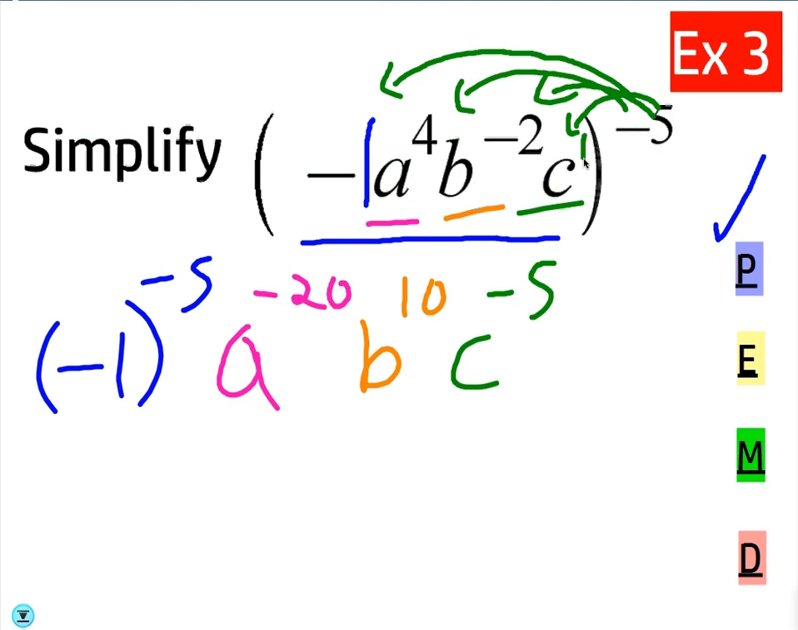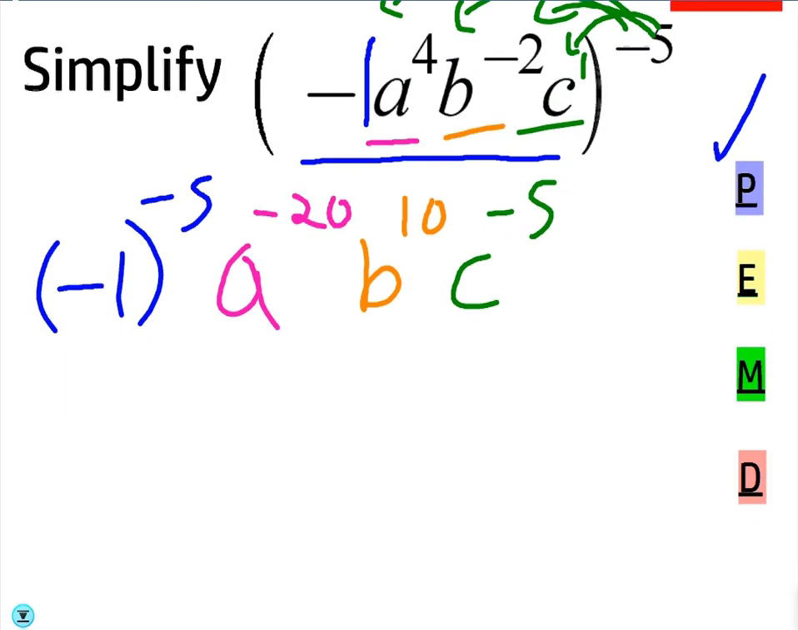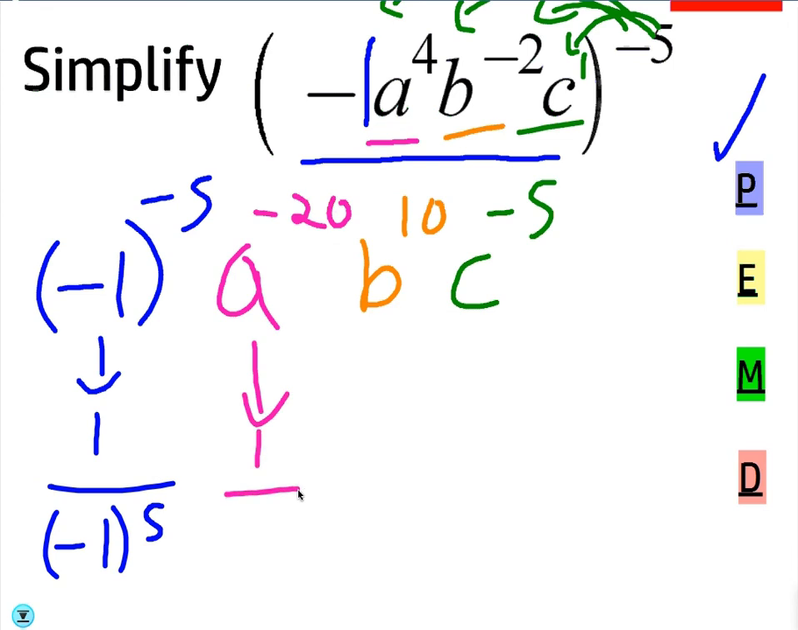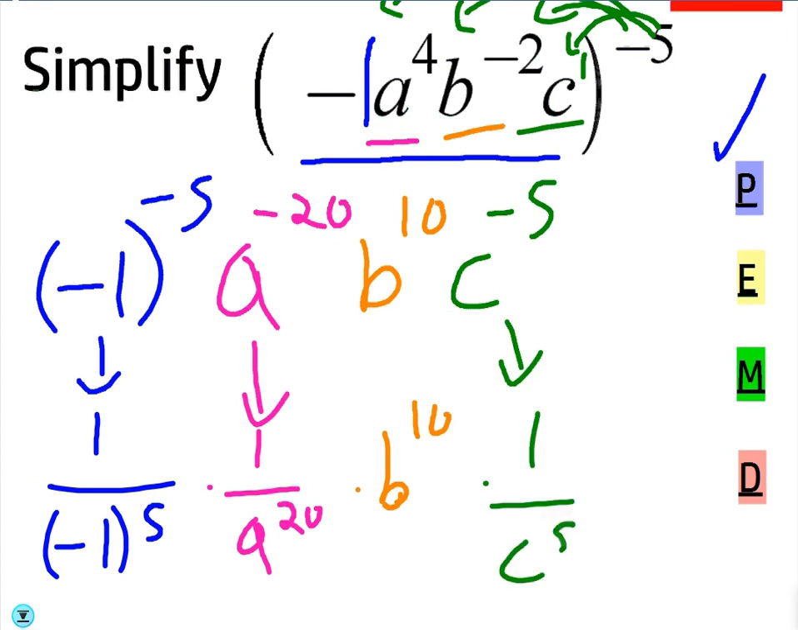Okay? And remember, with constant numbers, you just put it under 1 and make the exponent positive. The negative stays, whatever's in the parentheses stays. We'll deal with that in a second. So we have 1 over -1 to the 5th. And then that will become 1 over a to the 20. That will remain positive, right? No need to flip that. It's already positive. This will become 1 over c to the 5th.